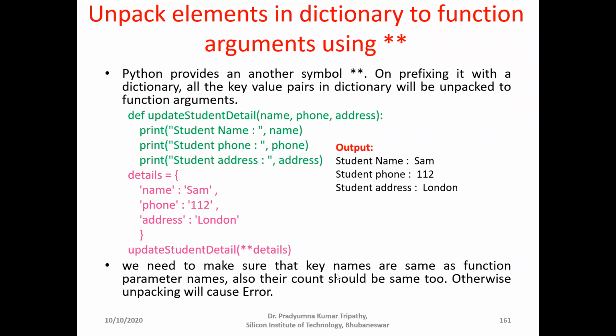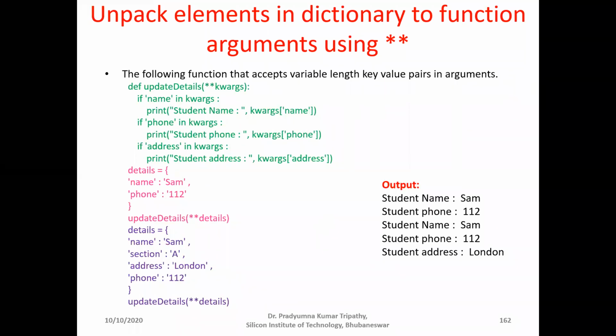See, we need to make sure that key names are the same as the function parameter names. What you are passing, name, phone and address, also has the same names: name, phone and address. The key names are the same as the function parameter names, right? And the count should be the same. I have 3 keys over here, so here we also have 3. Otherwise, it will give an error. I'll give one more example over here. So this is my object function. In the details, I have taken only 2.